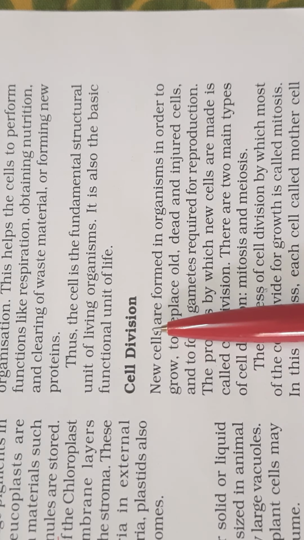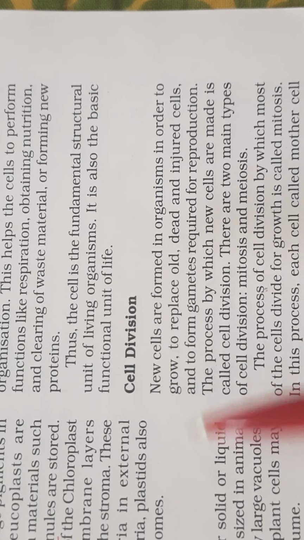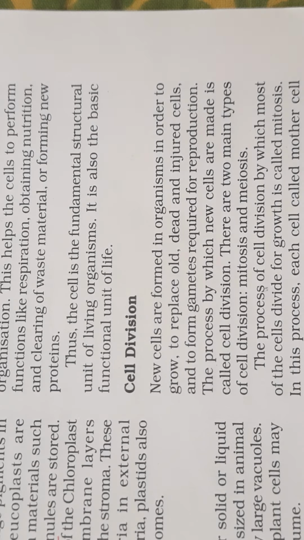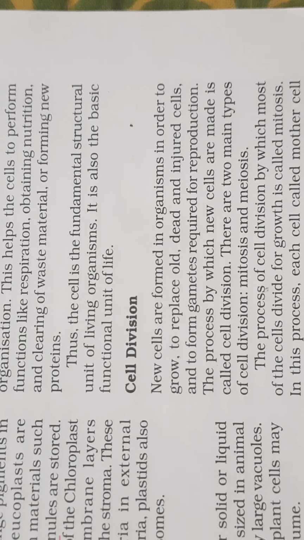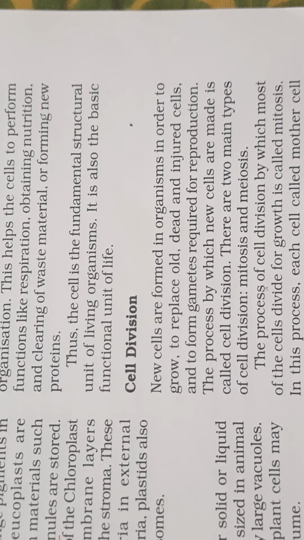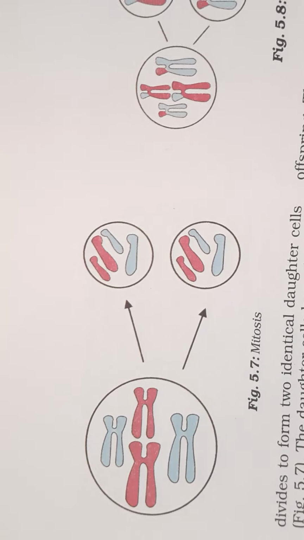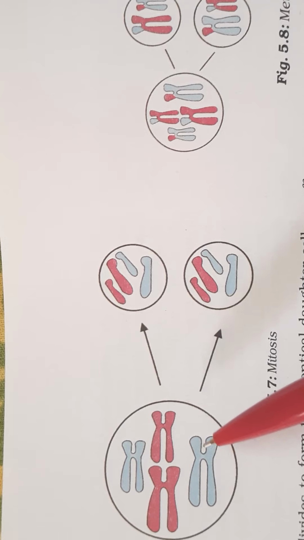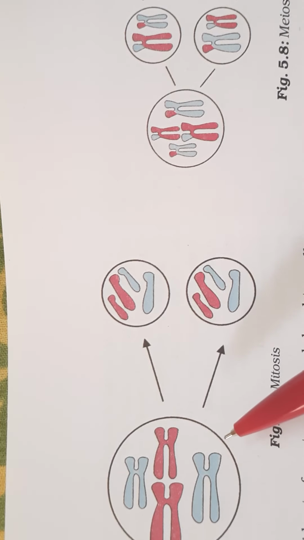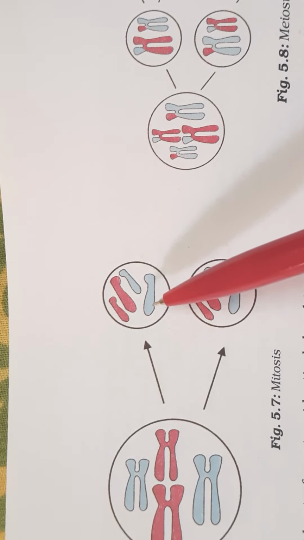So by cell division, what happens? When the cell divides, new cells are formed. Usually there are two types of cell division. One is mitosis and the other one is meiosis. Mitosis is the process in which each cell, called the mother cell, divides. Here you can see the figure. See, this is the mother cell. In the process of mitosis, the mother cell divides to form two identical daughter cells.